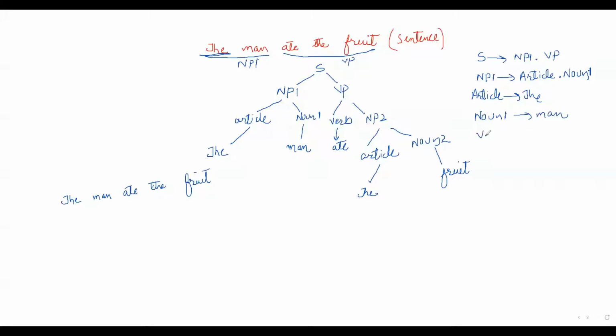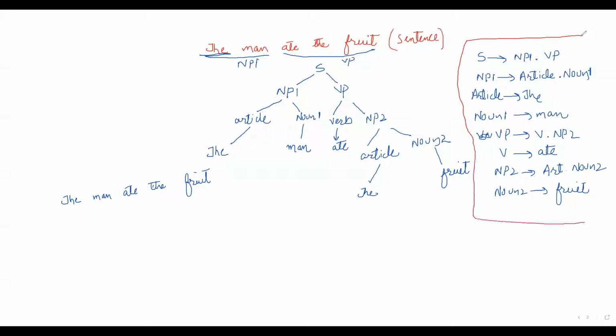Verb phrase has two parts. One is verb and noun phrase 2. Verb is ate. So instead of verb, we can write ate. Noun phrase 2 itself has an article concatenation with noun 2. So article, we have already shown it here. Article is the. So noun 2 is fruit. Okay. So that means using these set of rules. So these are the rules.